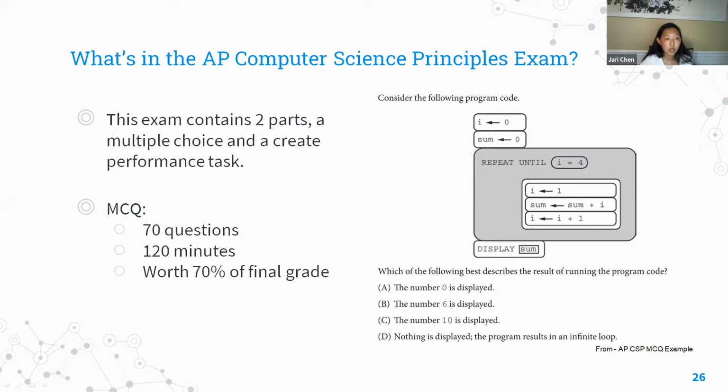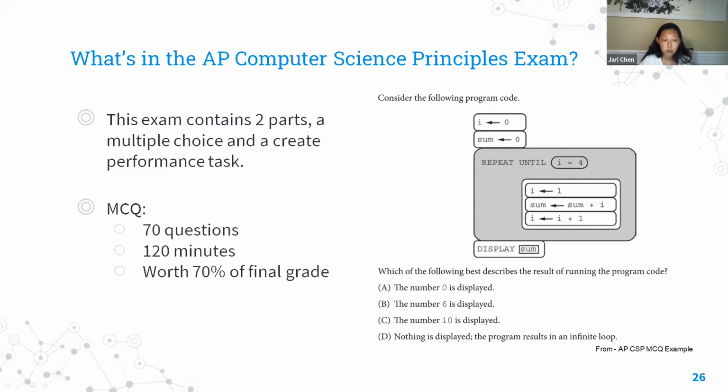So the AP Computer Science Principles exam has two parts as well. Well, all of them have two parts, but it has a multiple choice and a create performance task. For the multiple choice portion, there are 70 questions, which you have 120 minutes to complete. And it's worth 70% of your final grade, which is more than the create performance task.